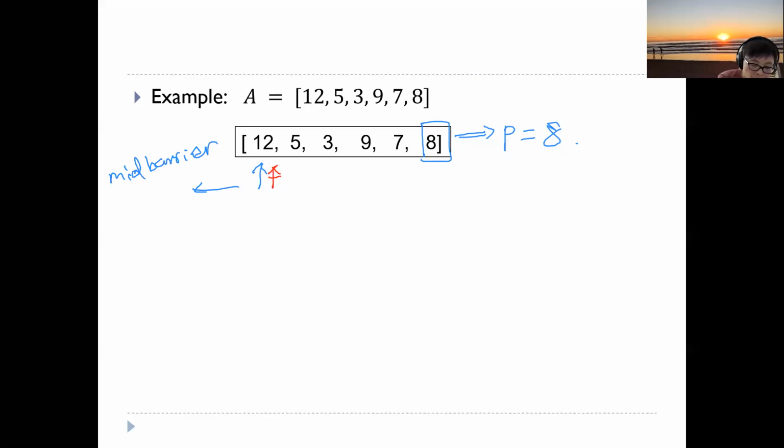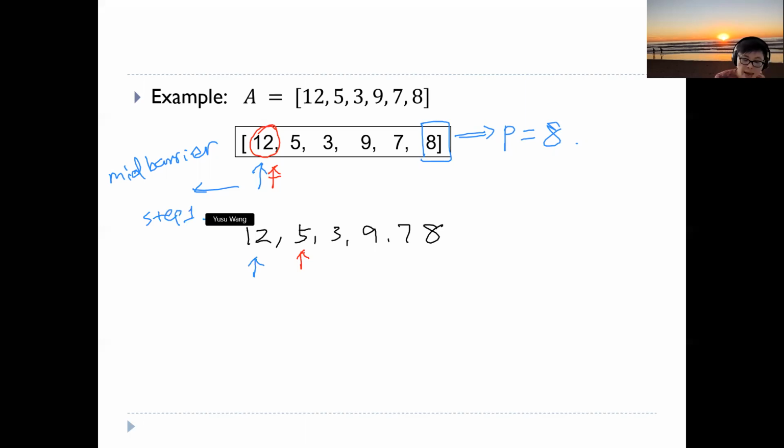I look at the next unprocessed number. Now this one is 12, which is bigger than P, which means that all I need to do is simply move the red pointer here, and the blue pointer still remains here. This is the first element that's bigger than P. So that's step one.